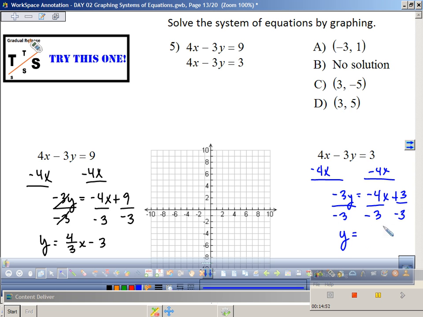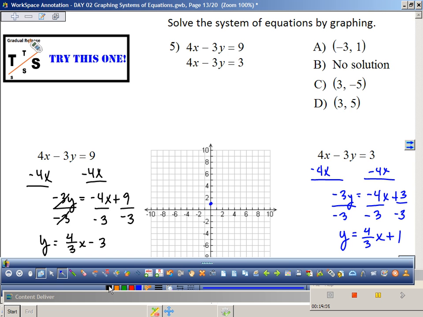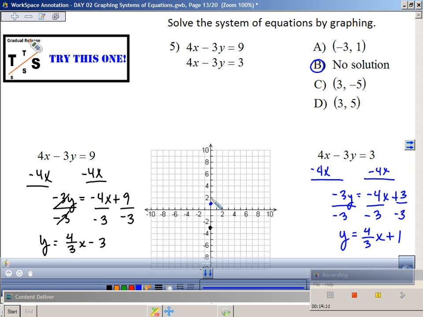Can you guys describe it to me? One of them is shifted up 1, and one of them is shifted down 3, or translated down 3. Same slopes, though. So if they have the same slope, then we're going to have no solution.